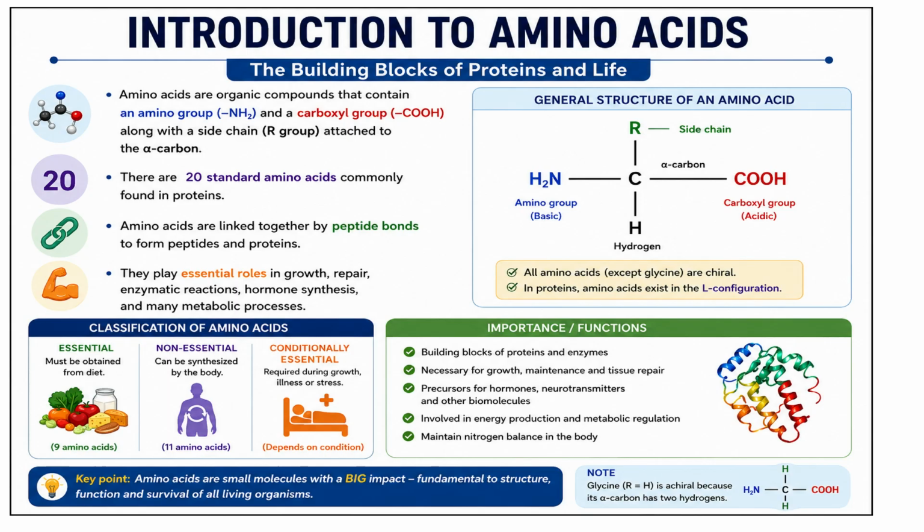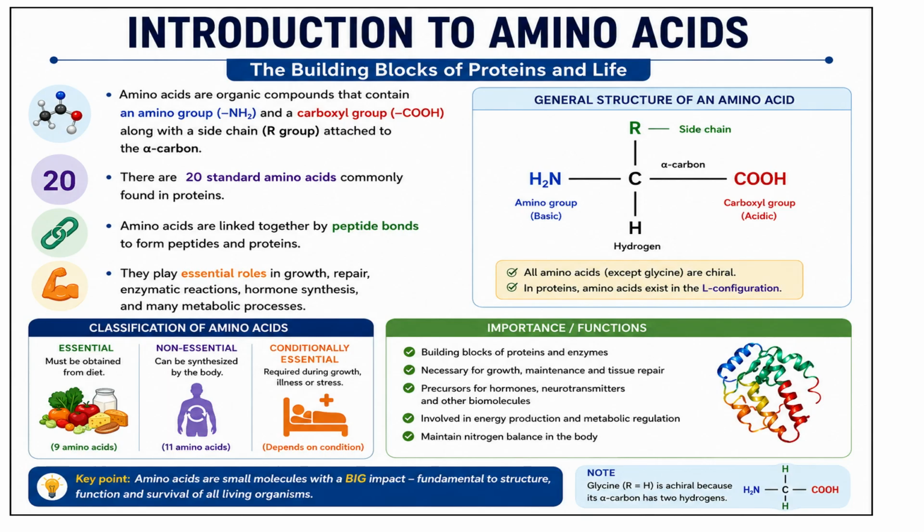There are 20 standard proteinogenic amino acids commonly used to synthesize proteins. They are joined together by peptide bonds to form peptides and proteins. The sequence of amino acids determines how a protein folds into its three-dimensional structure and ultimately influences its function.